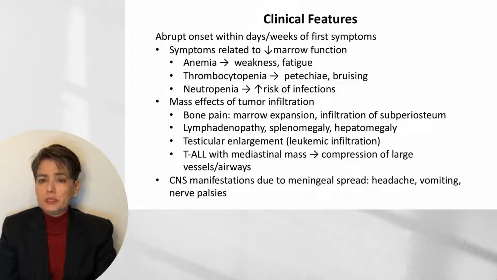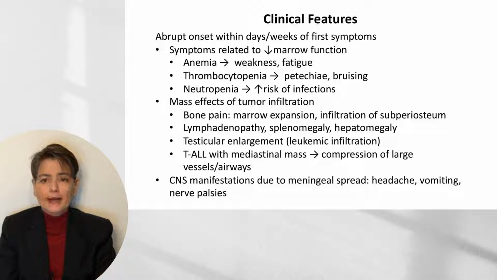Now, other symptoms will be due to the mass effects of the tumor infiltration. We can get bone pain due to marrow expansion with infiltration of the subperiosteum. This tumor infiltration can be seen in lymph nodes, spleen, liver, as well as the testicles.